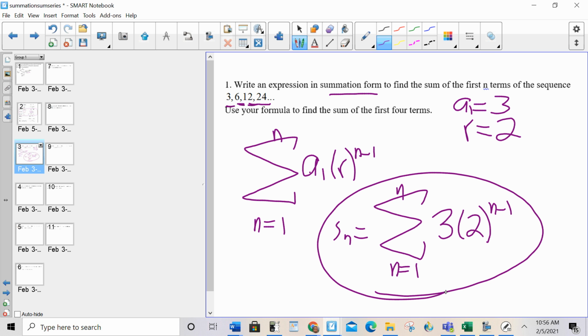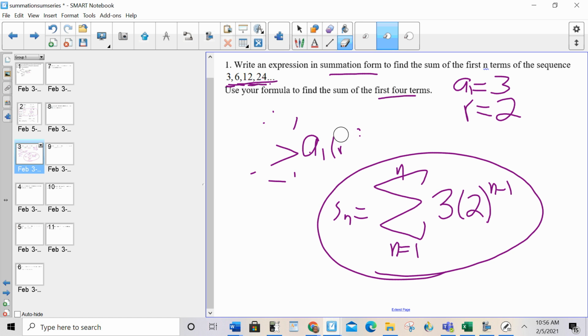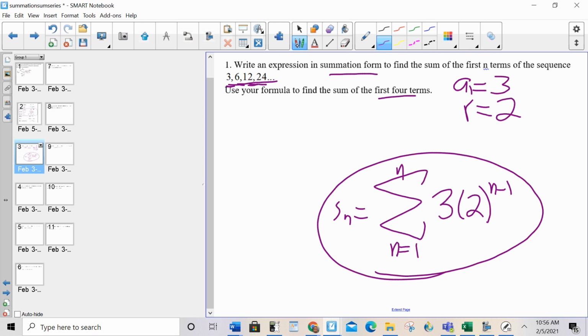Now that I have that, it wants me to find the first 4 terms. I mean, I already have the first 4 terms, but we're going to evaluate it to find the first 4 terms. So let me just find some space to do that. Probably should have written it a little bit smaller. So I'm going to do the sum from n equals 1 to 4 of 3 times 2 to the n minus 1.